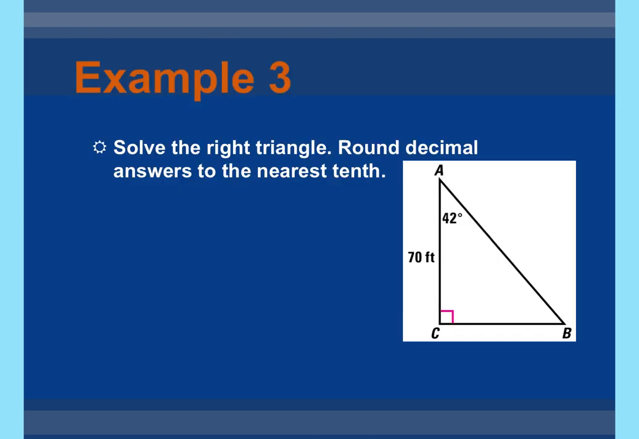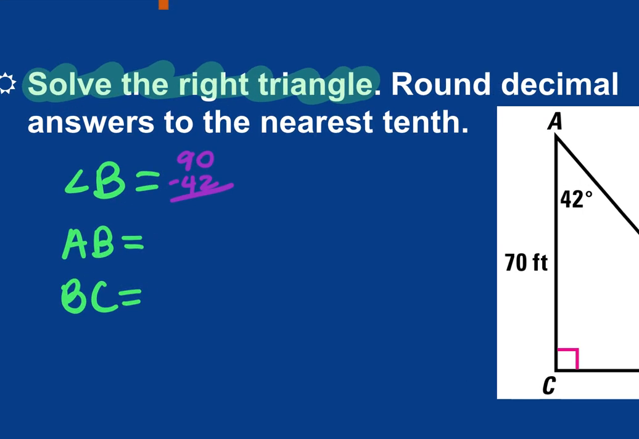So directions here say solve the right triangle. Find every side. Now I have to find angle B, right? Because I have angle A and I have angle C. And I have to find AB and I have to find BC. What's the easiest to find? Angle B. How do I find angle B? 90 plus 42, subtract that from 180. Or just take 42 from 90, because you know the other one's got to be 90. Which is 48. Good.